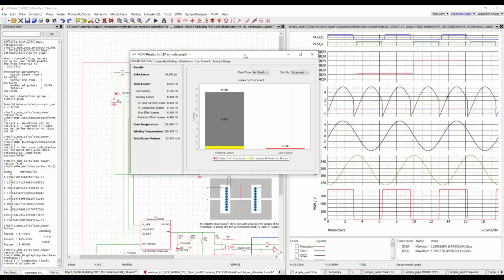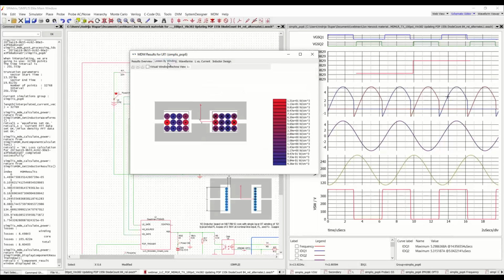And what we get is pretty terrible. Whereas our core loss is really low, our conduction loss is also quite low, but our proximity loss is terrible. And this is an unacceptable design for this spec. I mean, 8.6 watts losses, it's insane.